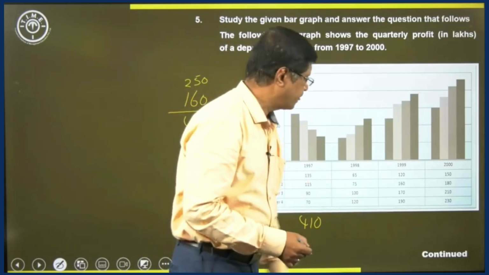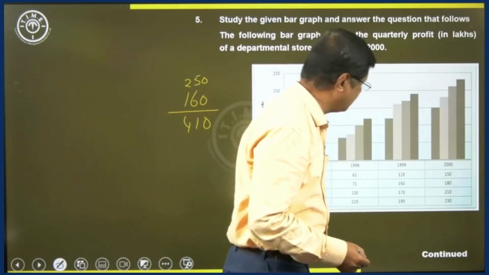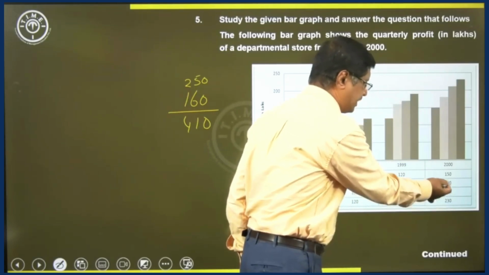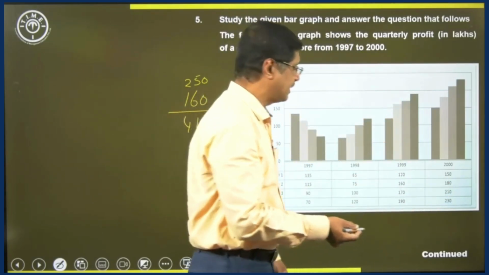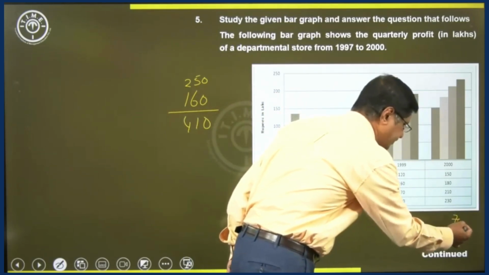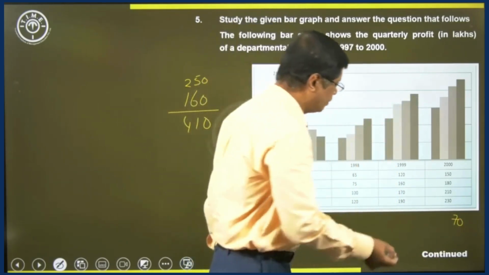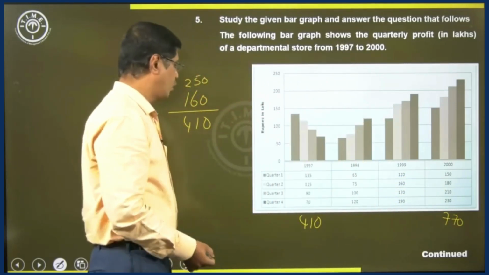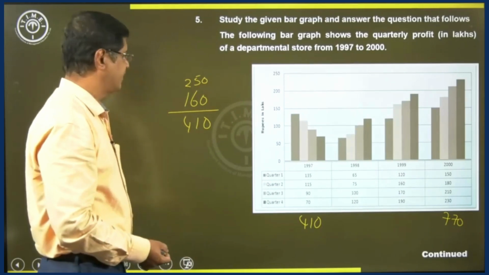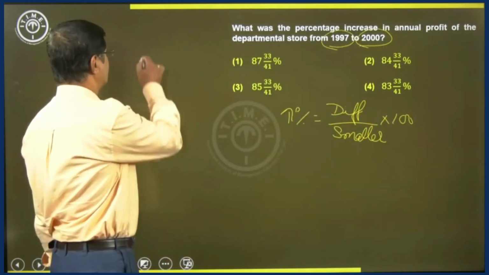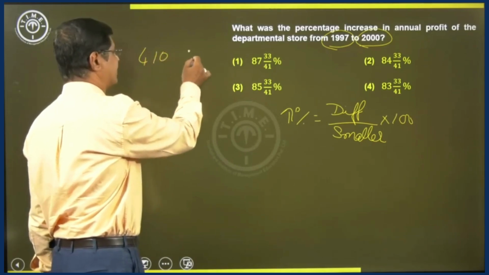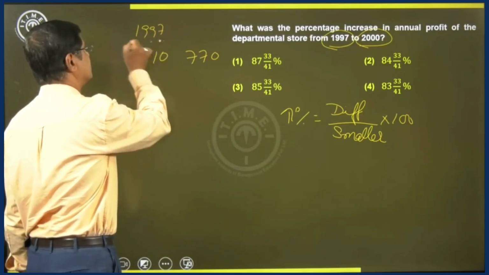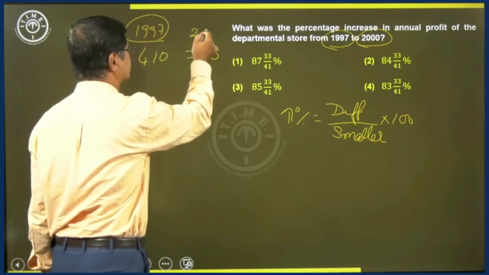For 2000, just observe. Now what is the sum of all these values here? 30 plus 10 plus 80, 120. 120 plus 50, 170. So 100 carrying here 1. 1 plus 6, that is 7. So 410 and 770. This is 1997, and 770 is 2000.